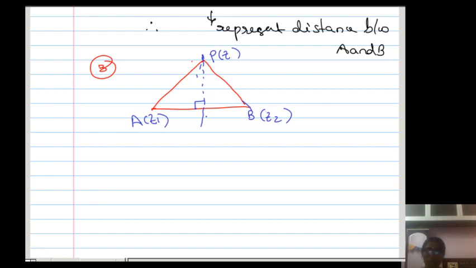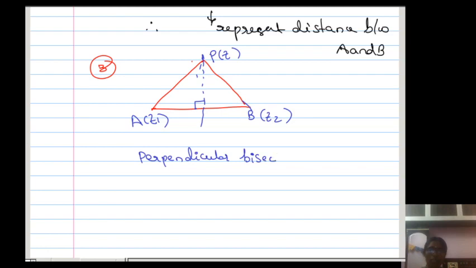It is representing the bisecting line. This total AB, what does it divide? It divides equally. Bisecting line means the angle is 90 degrees, so I can say this is the perpendicular bisector of AB. So how do we represent the perpendicular bisector geometrically? Perpendicular bisector in this case.